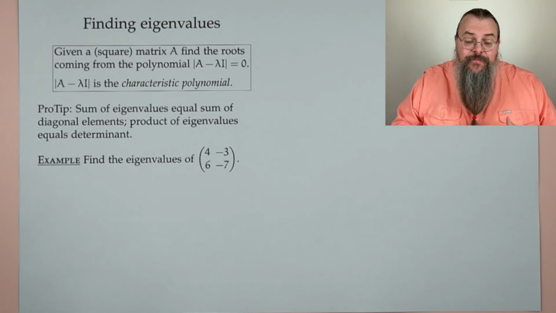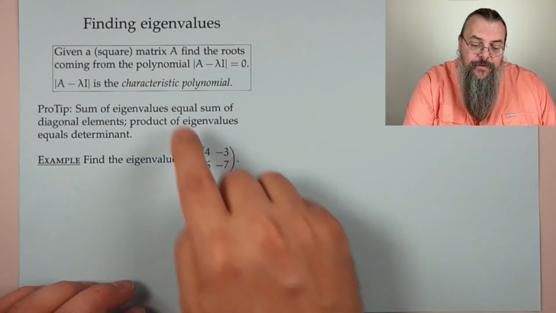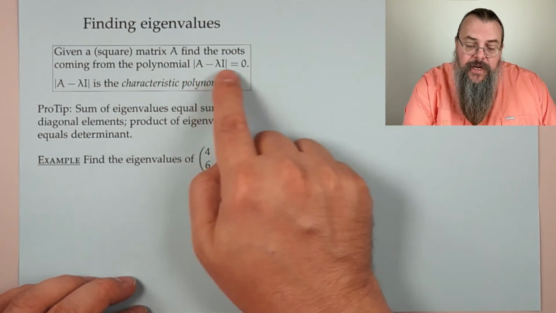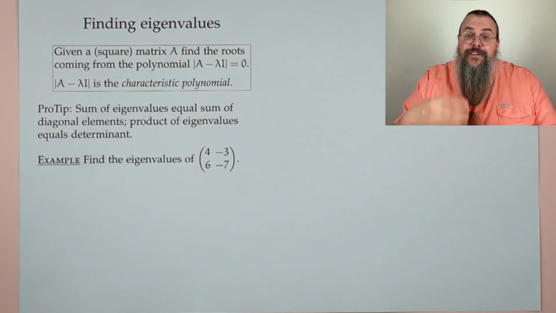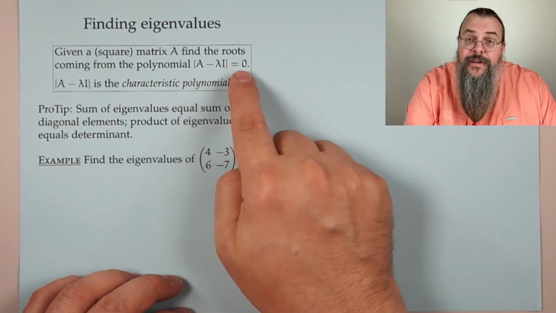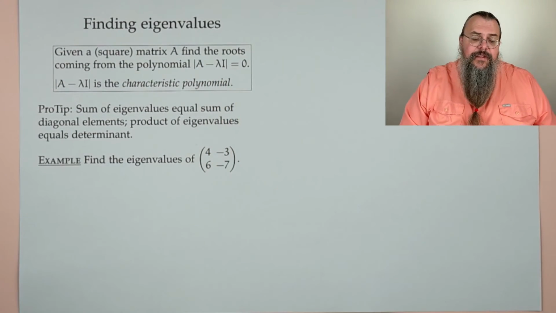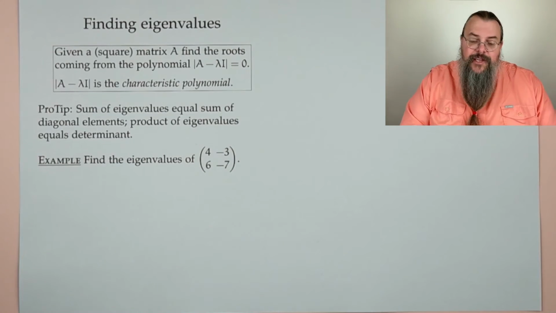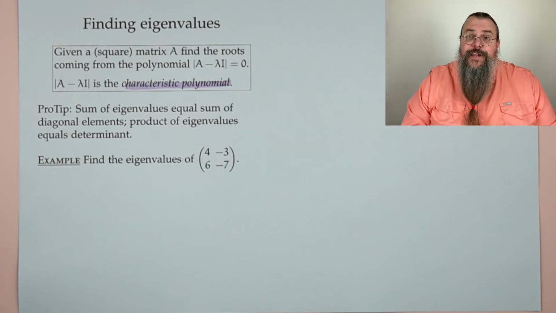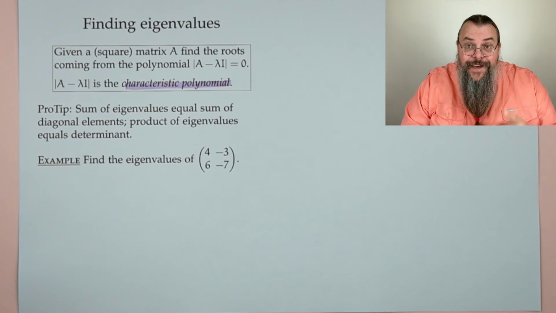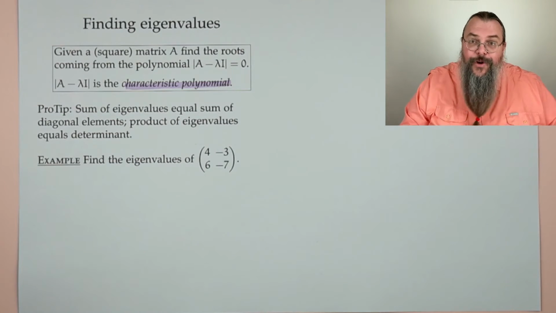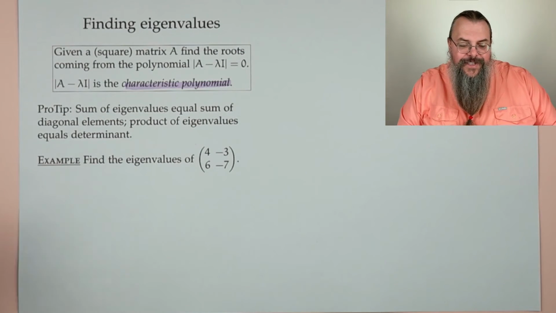So saying it one more time, when we're finding eigenvalues for a matrix A, we take the determinant of A minus lambda I. Now, this is a polynomial in lambda, and we set that polynomial to 0. This polynomial has a name. We call it the characteristic polynomial. We've seen things like that before. Yes. Is that a coincidence? No. It's not a coincidence.